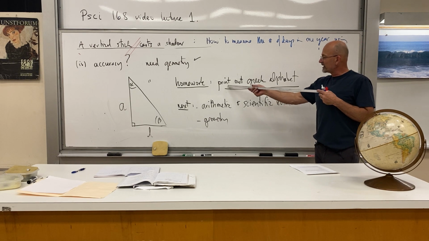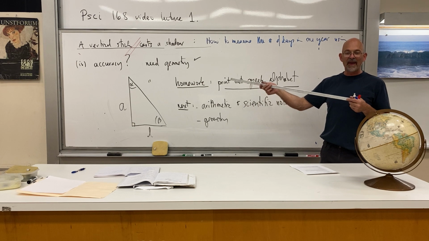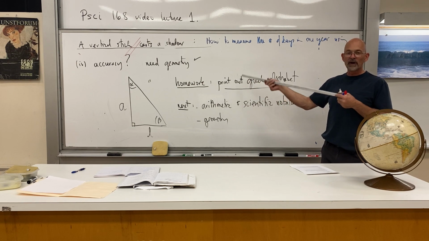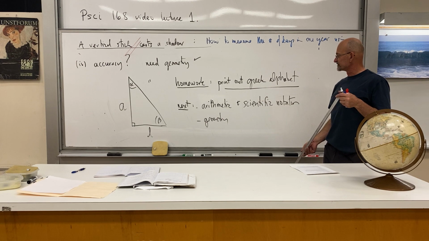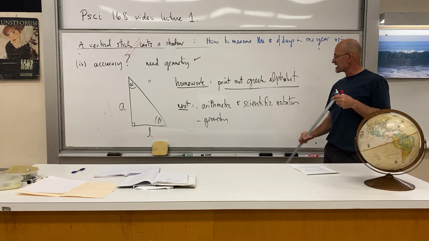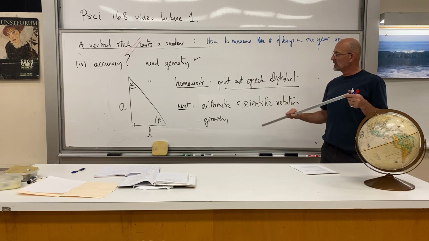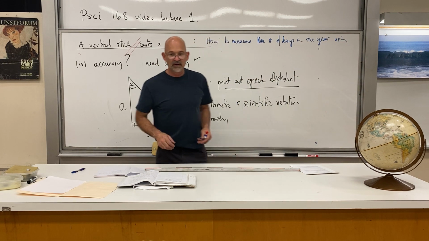And print out the Greek alphabet. You can find many Greek alphabets online. Print out a nice page of the Greek alphabet, lower and uppercase, and include those in your notes. So that's what we'll do. Next time, we'll dive right into some geometry and scientific notation. Big numbers, small numbers.